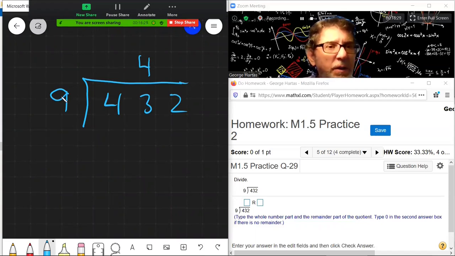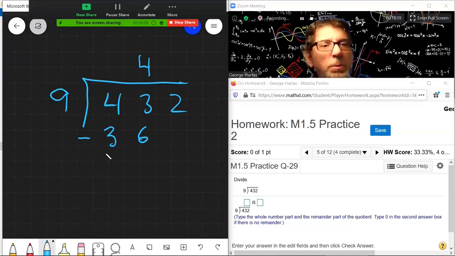9 times 4 is 36. You put the answer right below here. Okay, right below the two digits. And then you're going to subtract. So this is step 3. Okay, step 1 was divide 9 into 43 4 times. Step 2 is multiply. 4 times 9 is 36.